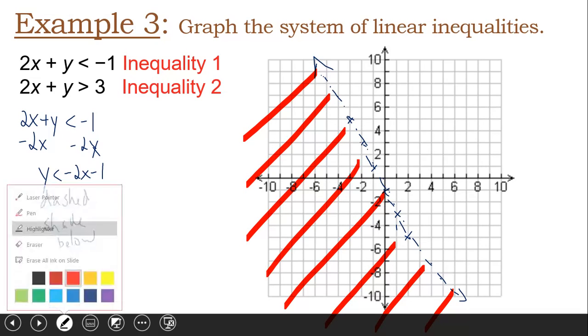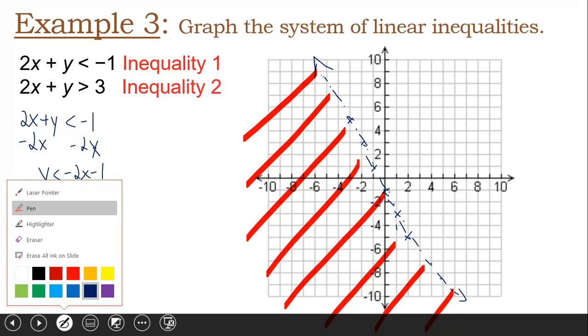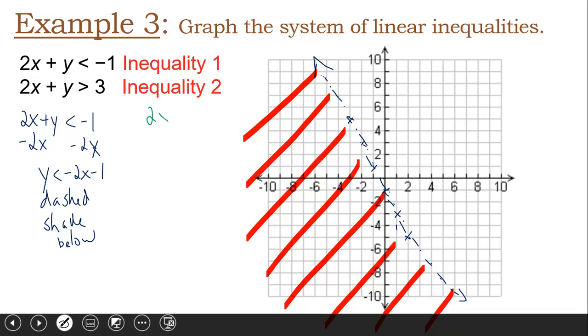My second line, let's take a look at that one. 2x plus y is greater than 3. Going to subtract the 2x here. And I've got y is greater than negative 2x plus 3. Notice these lines have the same slope. This is going to be a dashed line. And I'm going to shade above.